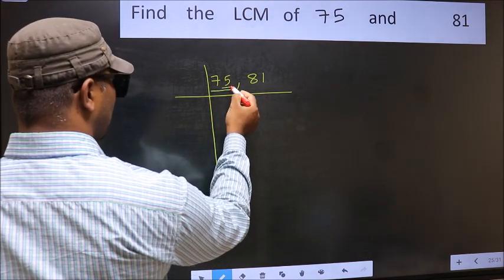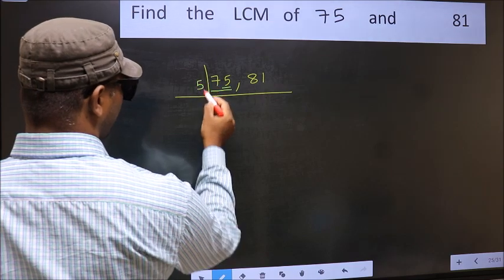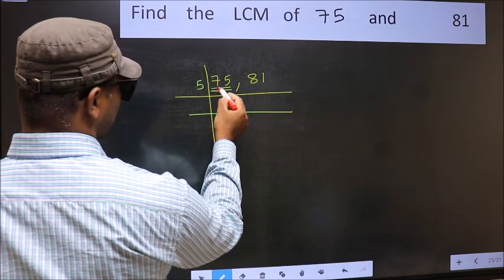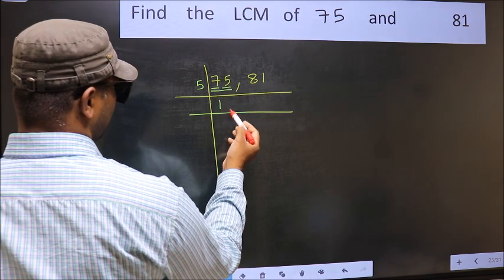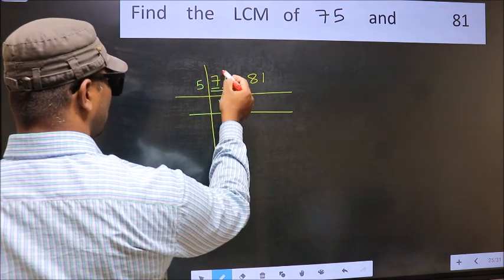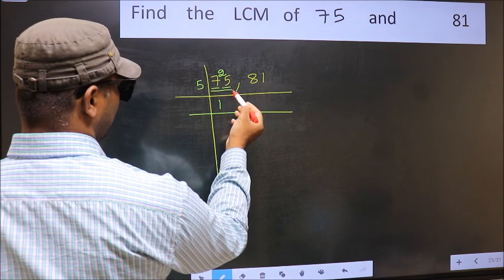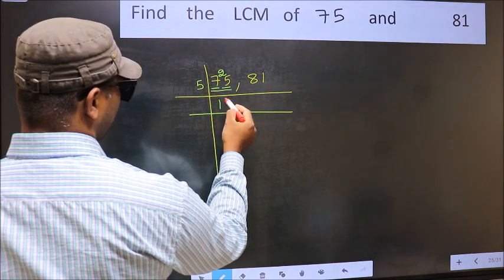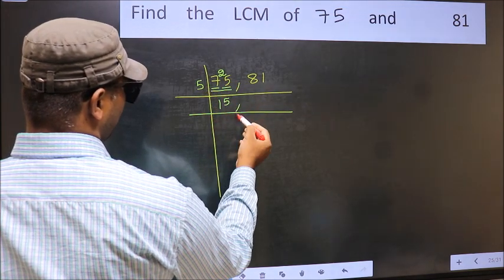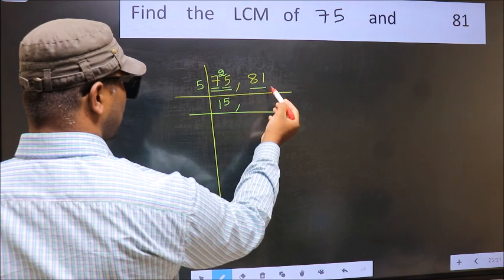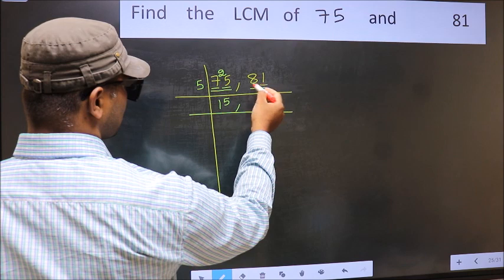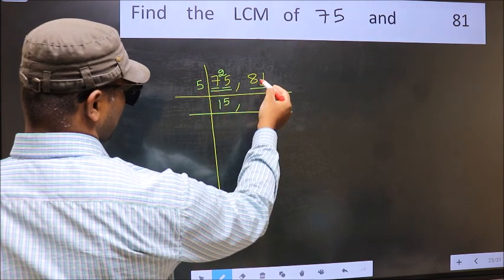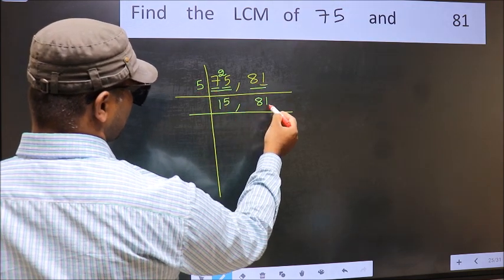In this number, the last digit is 5, so take 5. First number 7, a number close to 7 in the 5 table is 5 ones 5. 7 minus 5 is 2, 2 carried forward gives 25. When do we get 25 in the 5 table? 5 5s are 25. The other number 81, the last digit is neither 0 nor 5, so this is not divisible by 5. So you write it down as it is.